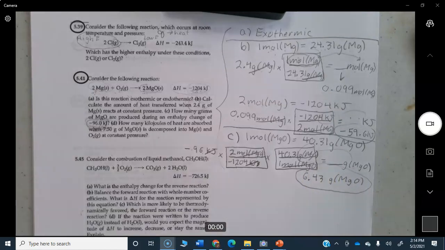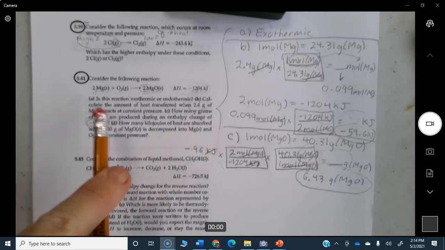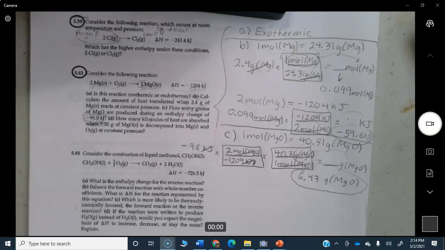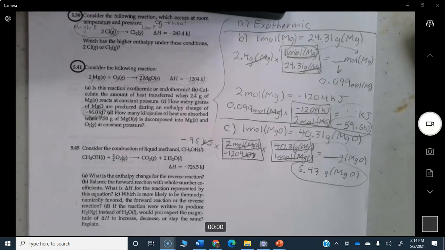All right, not easy problems, but you practice these. I would practice this one to review your stoichiometry as well as your thermochemistry here, okay? So that's an important one to know.